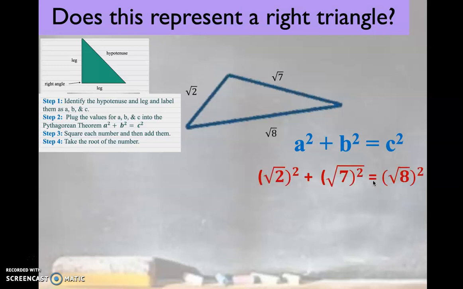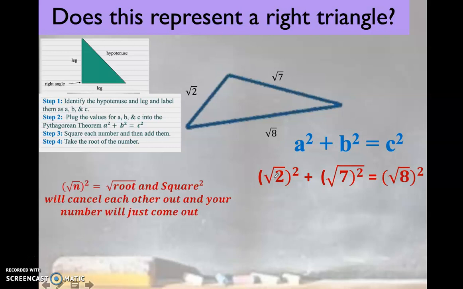Welcome back. So a is root 2, b is root 7, and c is root 8. How did I determine my c? Well, it is the longest side right here, okay? It's the longest side. So when I do the root of 2, remember, root and square, they cancel each other out, so your number will just come out. 2 will come out, 7 will come out, and 8 will come out.